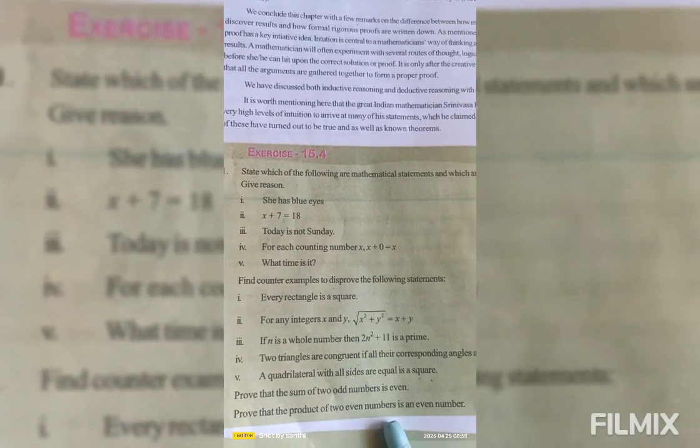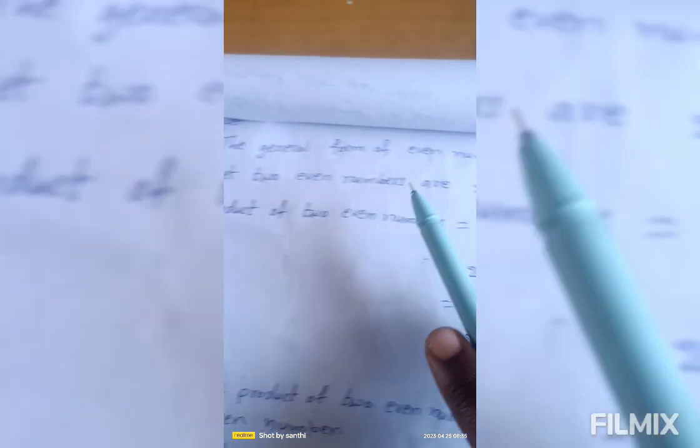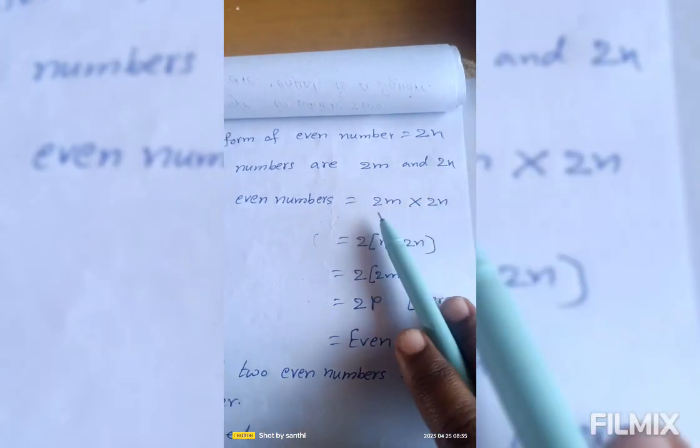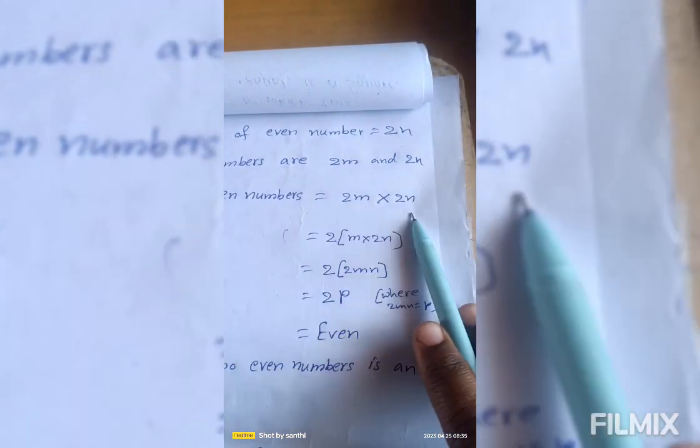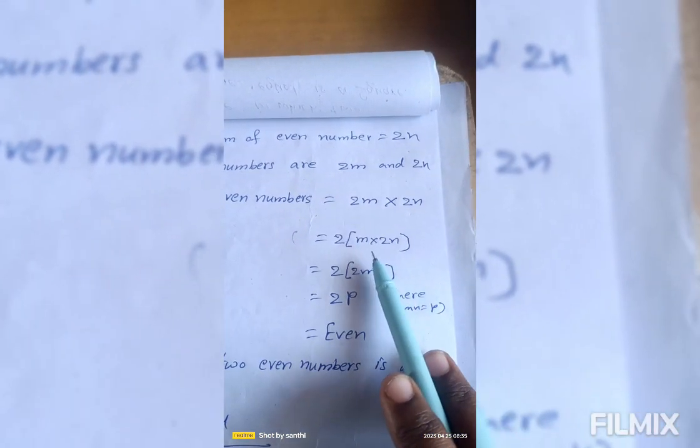Prove that the product of two even numbers is even. The general form of an even number is 2n. Let us take two general numbers. Then let the two even numbers be 2m and 2n. Their product we have to find, 2m into 2n.